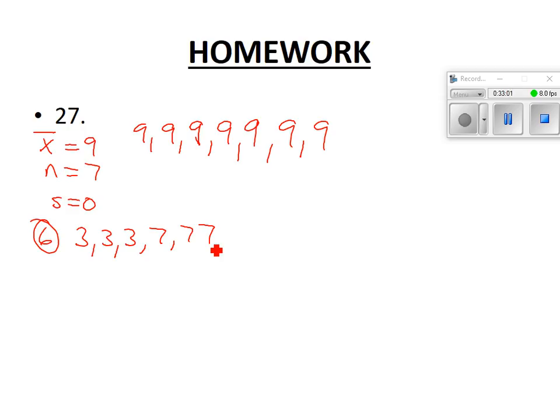Number eight. What's the symbol for standard deviation if we're doing a population? Sigma. What's the symbol if we're doing a sample? S.